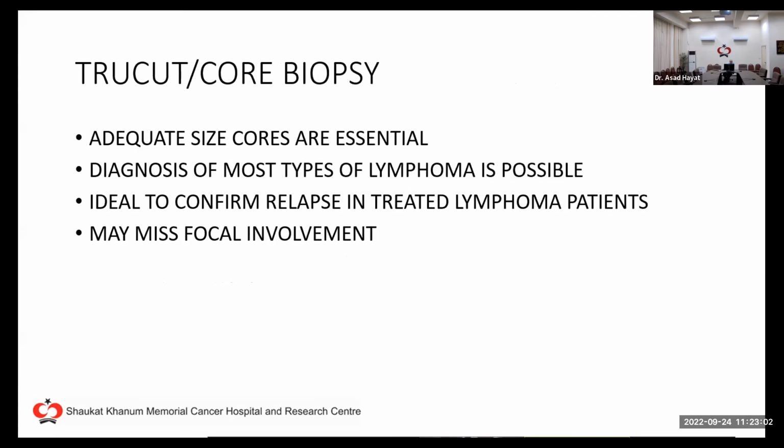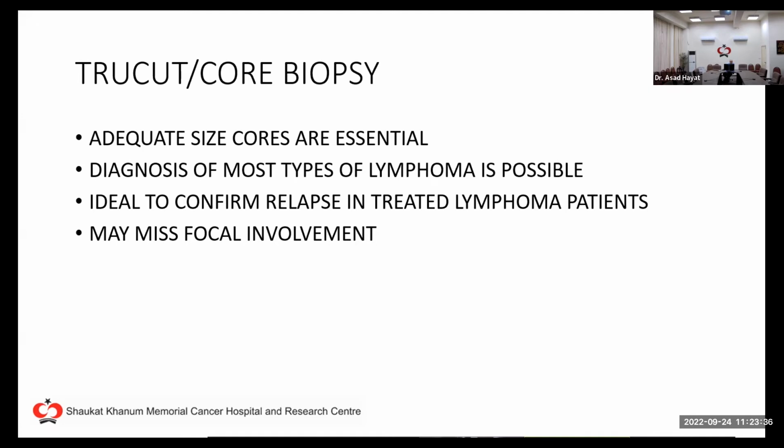So TRUCUT or core biopsies, these are very commonly received specimens. And naturally, the amount of tissue sampled is of paramount importance. I would say the diagnosis of almost all types of lymphomas is possible with an adequate size and number of cores. If you have 3 to 4 cores of like 8 to 10 millimeters, not crushed, I think there are very few lymphomas that you would say you cannot diagnose on a core biopsy. So core biopsies are good samples, but obviously not all cores are equal.